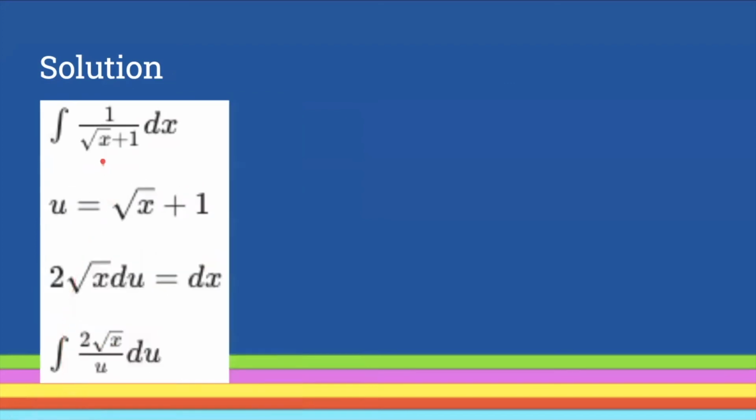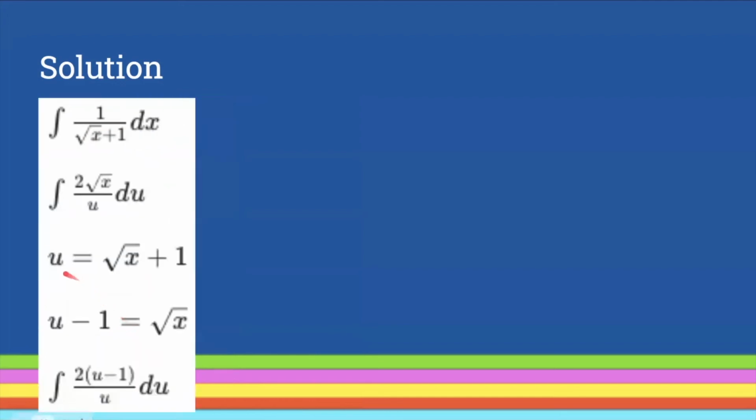So then substituting the values into the original integral, this right over here becomes u, and dx becomes 2 times the square root of x du. And now notice that we have du right over here, but we still have an x. And since we already have du, we cannot have any x's. So how can we get rid of this square root of x?